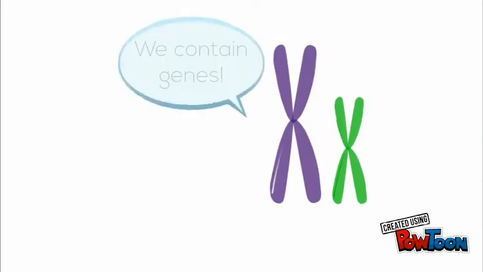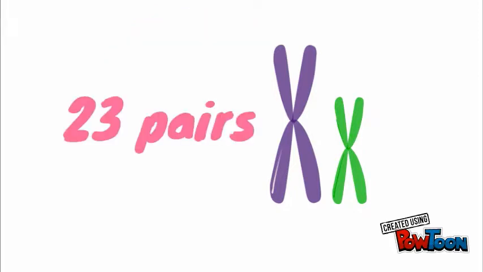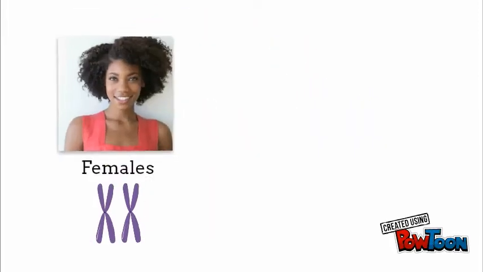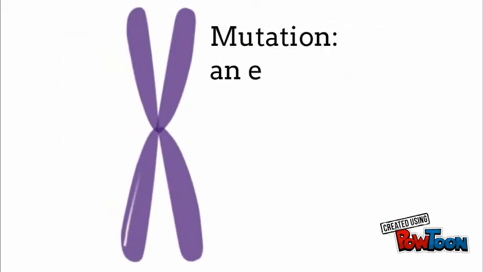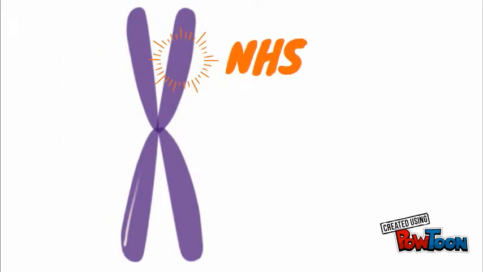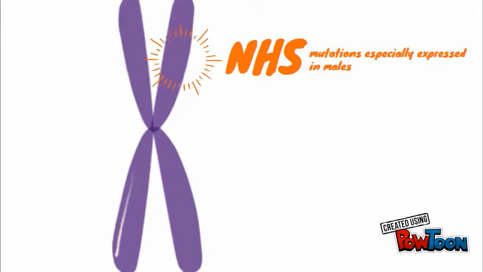Genetic disorders are caused by genes located on chromosomes, of which we have 23 pairs. The 23rd pair determines sex, female XX, male XY. Nance-Horan syndrome is caused by mutation on the gene NHS on the X chromosome. This means it's likely expressed in males, since males only have one X chromosome.